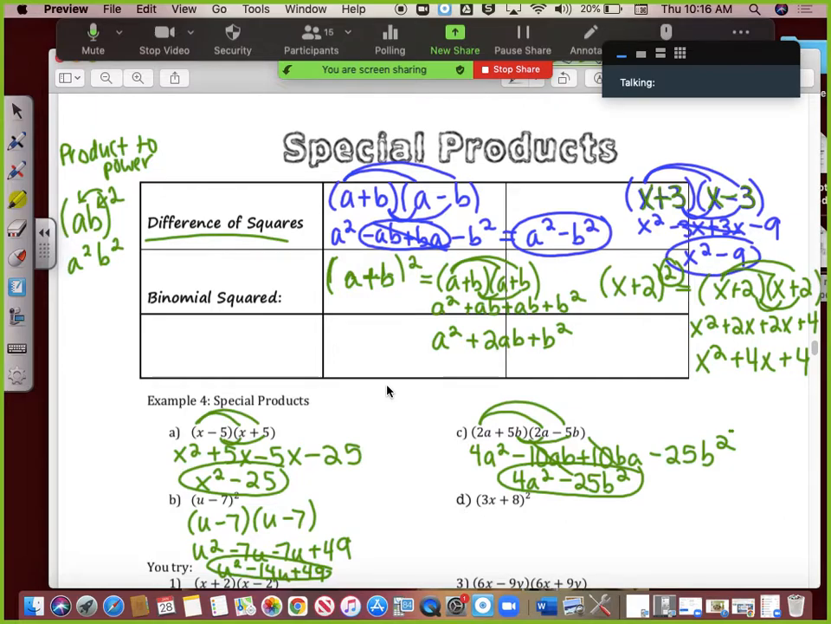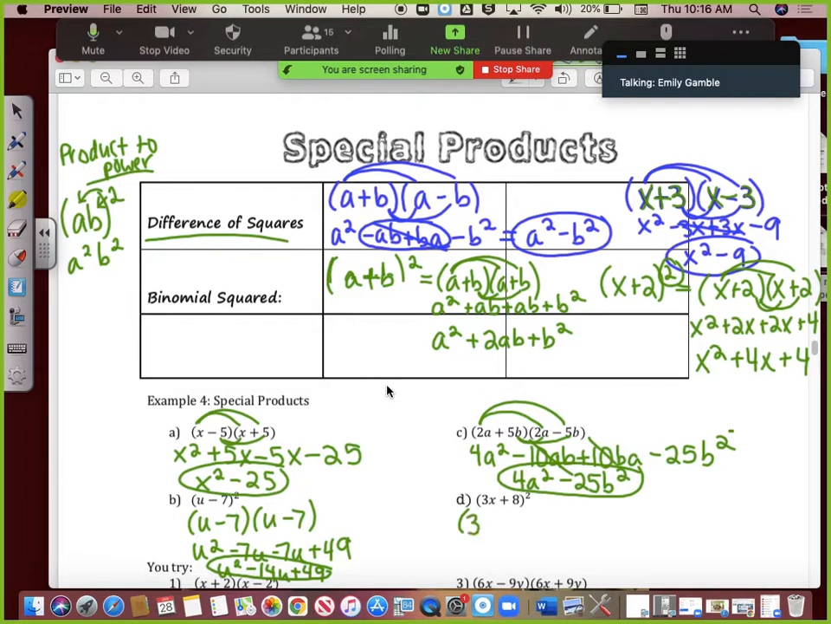All right, we'll do one more together, and then you're going to try a couple on your own. So 3x plus 8 squared. You cannot use this rule here. The product to power rule does not work for this because this is not a product to a power. This is a sum to a power. The only way to simplify this is by expanding it and multiplying it out.